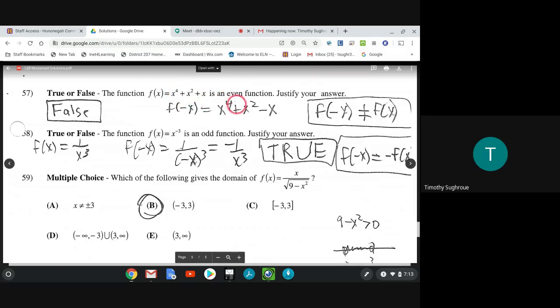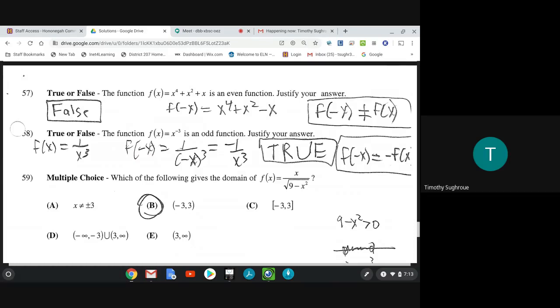Negative raised to the 2nd power stays positive. This becomes negative x. They are not the same. You could also verify it by just plugging 1 in and then plugging -1 in and showing that there is no correlation. We did not get the same thing back out.